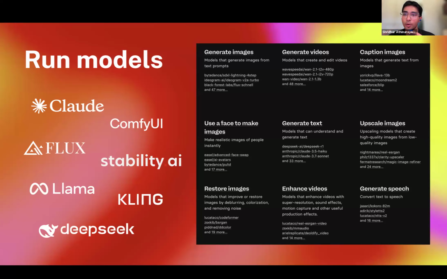We have some really cool video models. So we have Kling, which is going really popular right now. We have WAN, we have Luma, we're getting Pika on there, and we even have DeepSeek. So all of these models that you know, they're all on Replicate, and you can use them and call them in your own projects using our API.